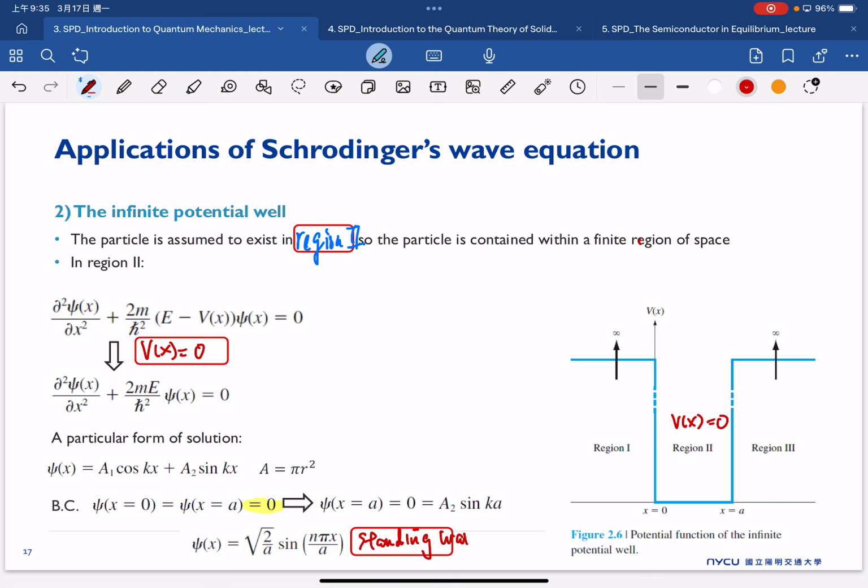These equations are very often seen when we try to solve standing wave problems. Usually we will get a very similar equation here. So that means the particle in region 2 will actually exhibit standing wave characteristics.